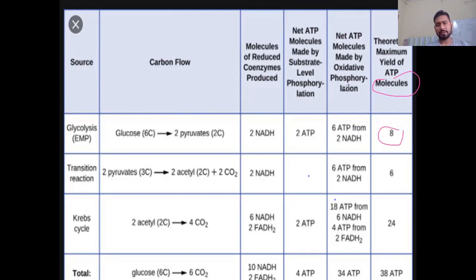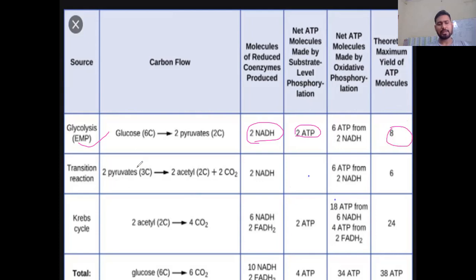If you see the last row, or period, you can say, in the last row you can see the total: 6 carbons are formed in total, and how many ATP? 38 ATP. Different steps are given with the different reactions. Just look at glycolysis. Here 2 NADH are formed and 2 ATP form. So in total, glycolysis gives 8 ATP.